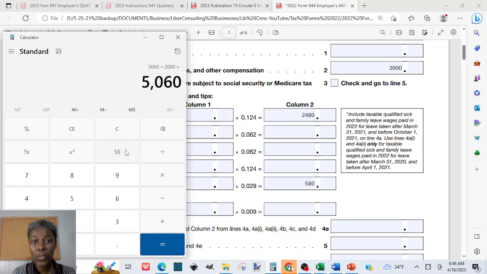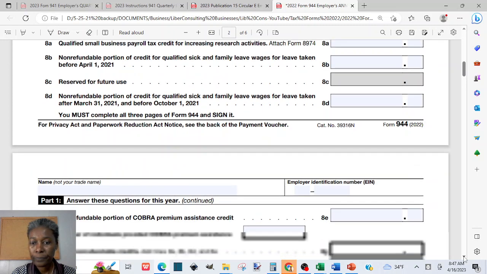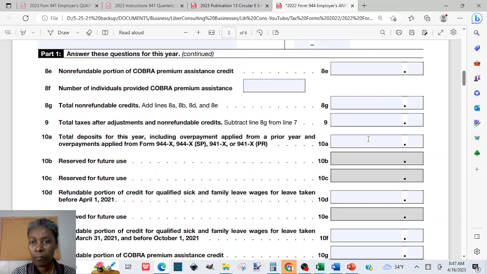That is $5,060. So that $5,060 is going to be more than $2,500. If anything else is zero, there is no non-refundable credit and no adjustment to make, that $5,060 is going to flow all the way to line 9. That'll be your total tax after adjustment and non-refundable credit. And at this point, we are just estimating it.